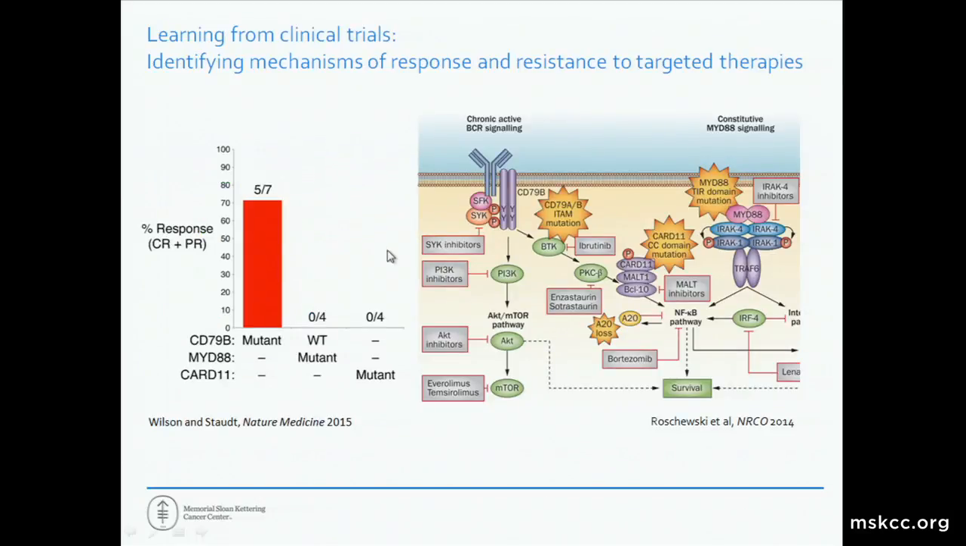And what was found is that basically any patient that had a mutation in this upstream signaling component, CD79B, which directly activates BTK, exhibited responses to ibrutinib, which directly inhibited that downstream kinase. However, if patients had mutations in downstream adapter molecules or adapter molecules in parallel pathways, ibrutinib would have no effect because the signaling was initiated downstream of the drug.